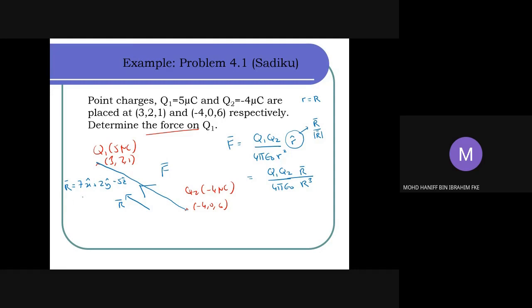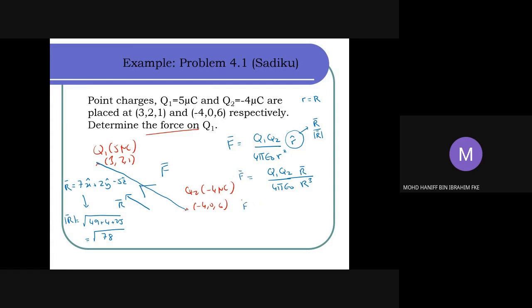And from this vector of R, I can straight away find the magnitude of R by simply squaring all the vector components. That should be 49 plus 4 plus 25, and 53 plus 25 will be 78. So we have both terms then. We have the vector, we have the magnitude. So that should be substituted into the force equation here.